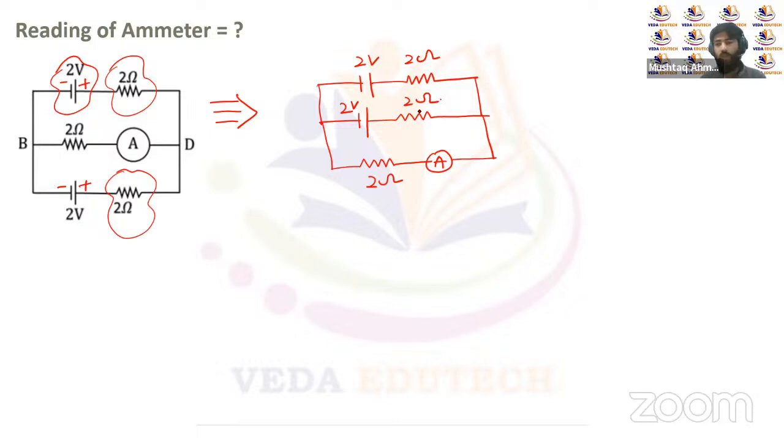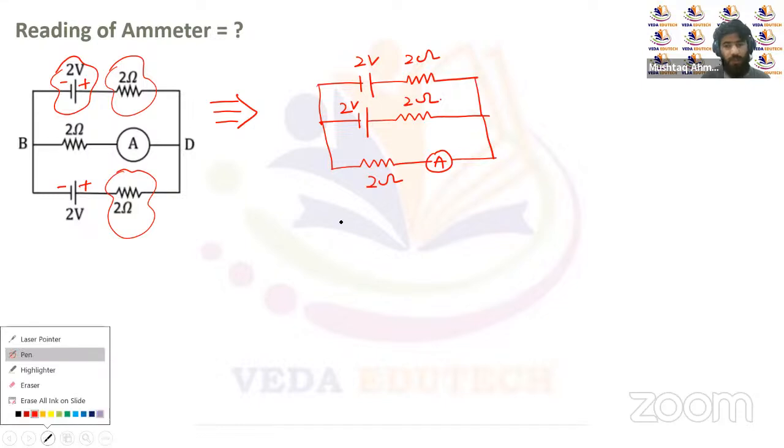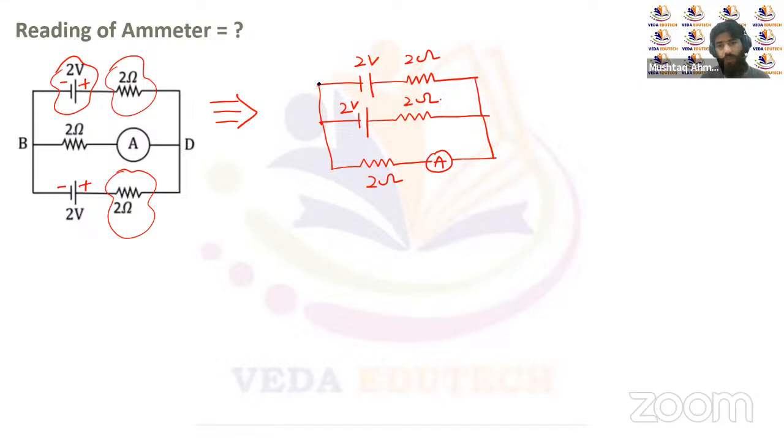What we have done for our convenience, we have just drawn the middle branch of this circuit in the bottom, right? So that we can easily try to find out the current or the reading of the ammeter, right? So you can see here there are two cells, right? These two cells are parallel to each other, and they are having equivalent resistances. Internal resistances is 2 ohm each, right?